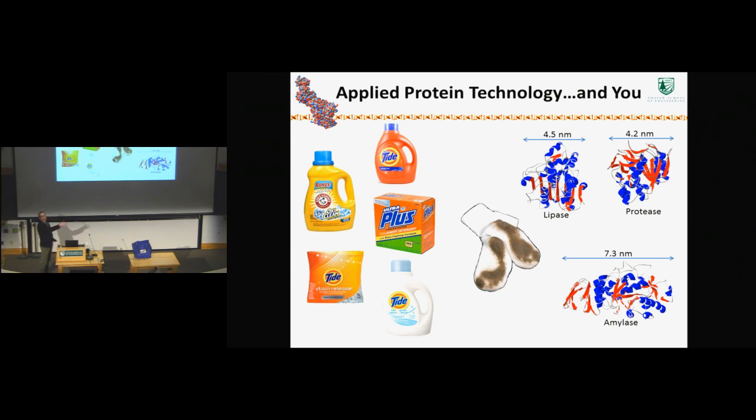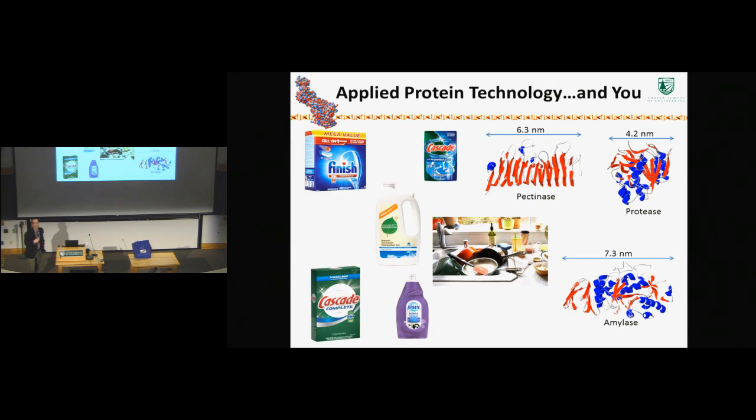So we've got proteins in your laundry detergents. Likewise, we've got proteins supplementing the detergents that you may use to clean your dishes. So all of these dish detergents and numerous other ones are formulated with a couple of different types of carbohydrate hydrolases as well as proteases. This helps remove that stuck-on gooey food from your plates.